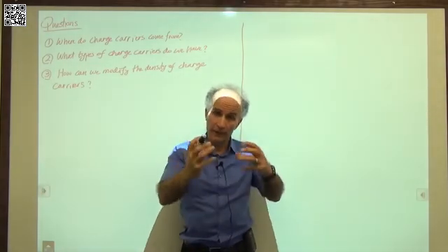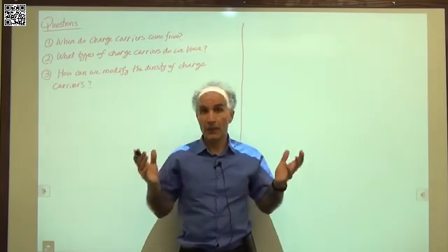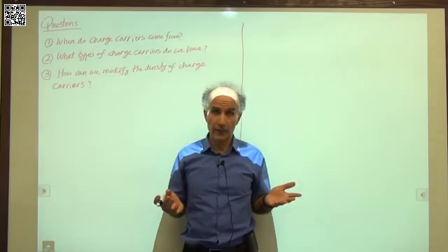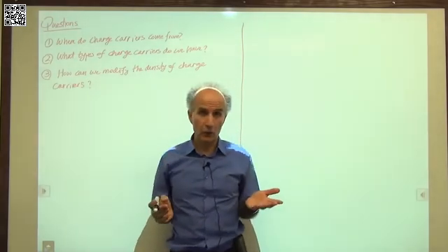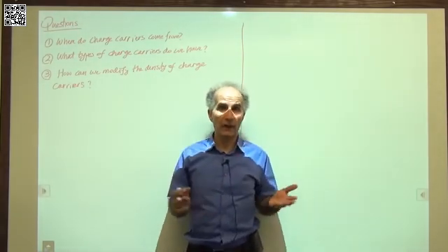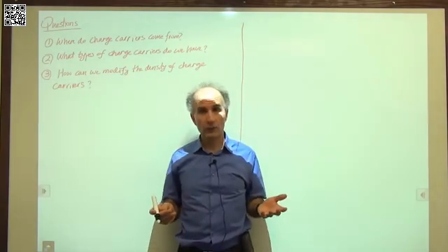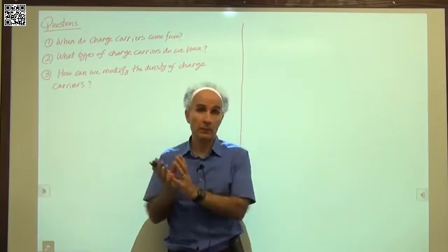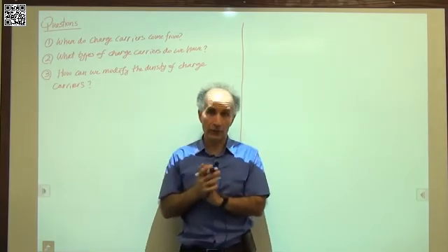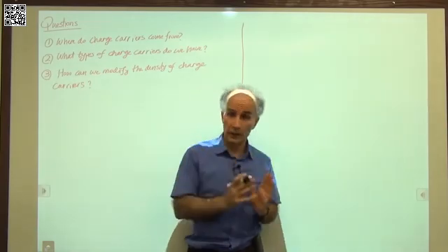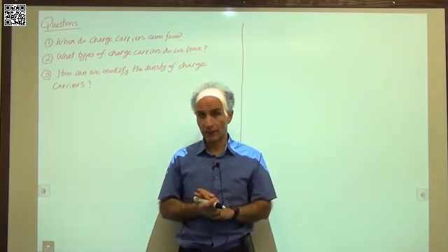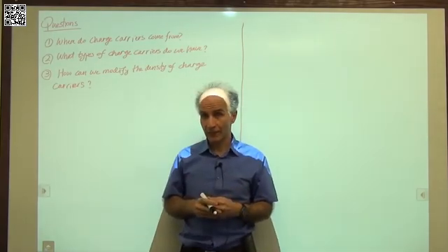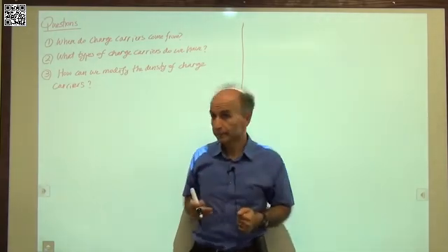Now, if I give you a piece of silicon and it has some number of electrons per cubic centimeter or cubic meter, and you're not happy with that number, you want to increase it or decrease it, how do we exactly do that? How do we make sure that this piece of silicon has a higher number of free electrons available for current conduction or a lower number of electrons available? So that's what we call modification of carrier densities. So we'd like to see how that works.